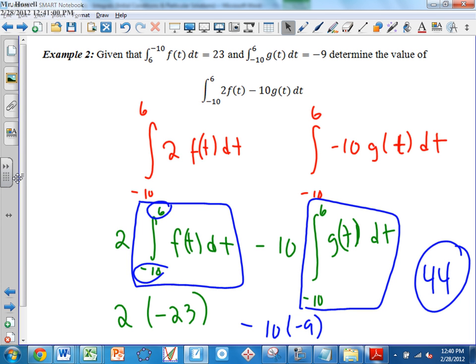I would have done 2 times negative 23 minus 10 times negative 9 and got the answer. Instead of separating it, you just bring the coefficients outside? No. You could factor out a 2 in the beginning, sure, that's fine, but then you have to separate them to do this because you're given each integral separately, aren't you? You're given the integral of f by itself. You're not given the sum of that. You're given the integral of g by itself. So they need to be separate for that reason.